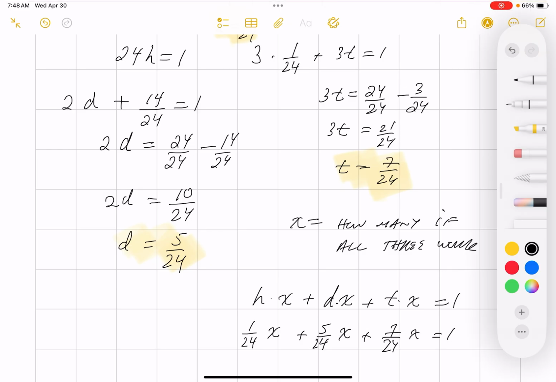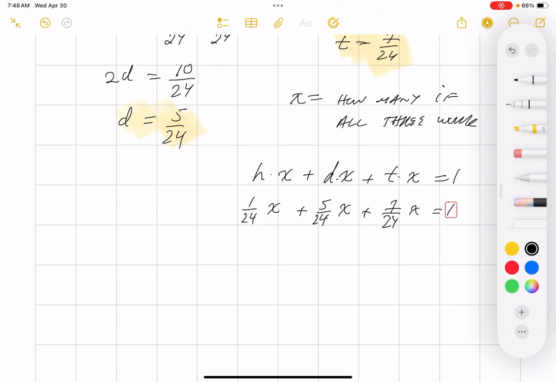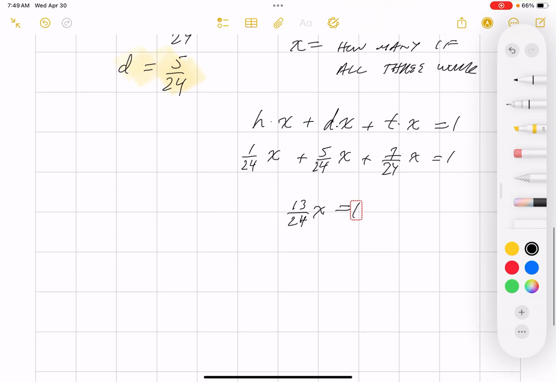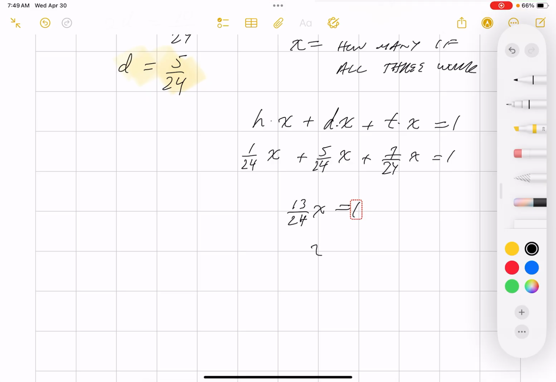Equals 1. Let's add together. And let's see, 7 and 5. That's going to be 12, and plus 1, 13 24ths. That equals 1. So what am I going to do now? Try to solve for X and multiply both sides by 24 13ths. And what do you get there? 24 13ths. What's the unit? Hours. Now, as far as I'm concerned, this is a good answer. It may not be a polite answer, but it's a good answer.